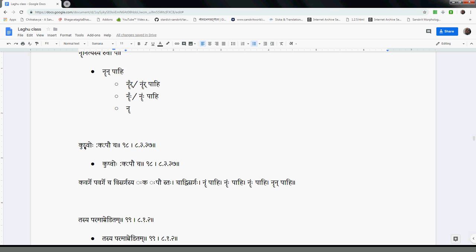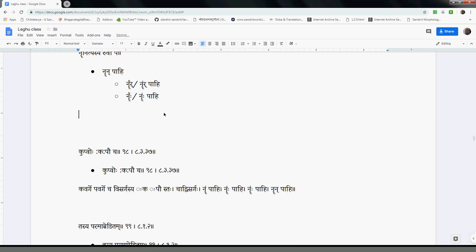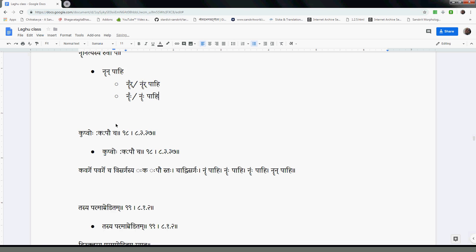Visarga. Visarga is expected here. That's why, so visarga is visarga. After visarga, sakara is expected, because from what we have seen till now. Now he introduces the next sutra.